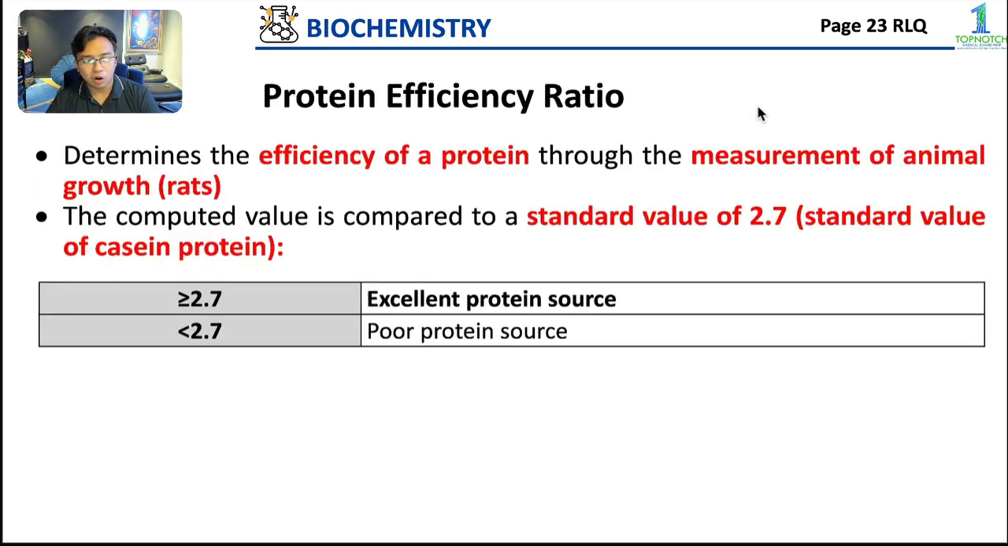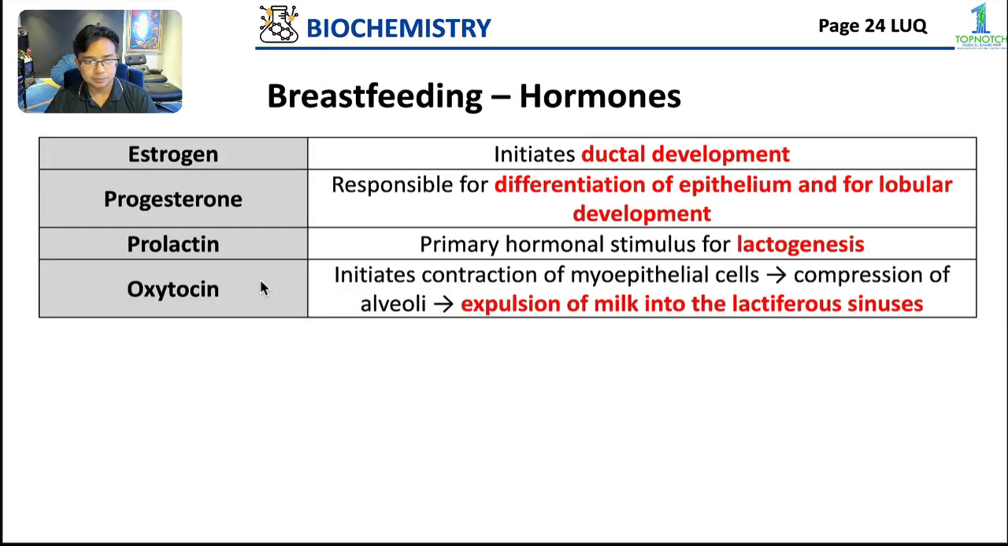But in PER, it determines the efficiency of a protein through the measurement of animal growth among rats, for example. Now, the value is compared to a standard of 2.7. You will have an excellent source of protein if the PER is at least a value of 2.7. And it is poor if less than 2.7.